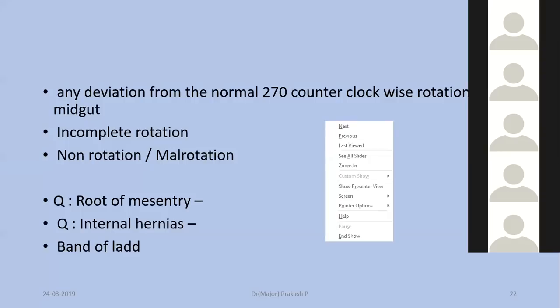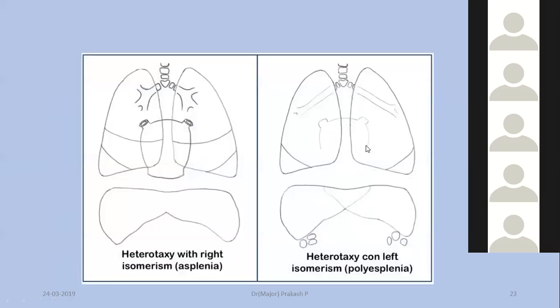Now, when the case discussion goes to the level of a mild rotation, expect some questions on heterotaxy with right isomerism and heterotaxy with left isomerism, that is asplenia or polysplenia. I am just adding this because these are the scopes of discussion to which an examiner can go, because these are closely associated, all are mild rotational associated things.